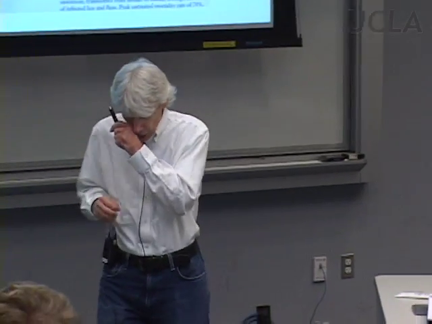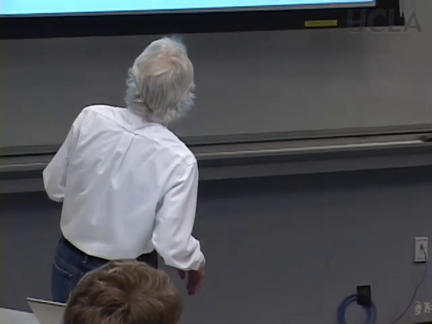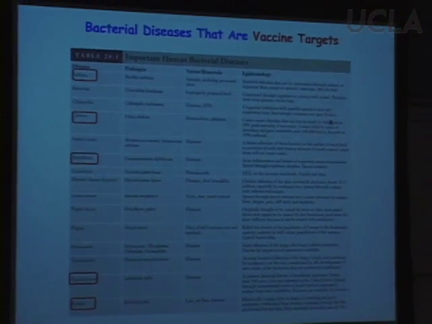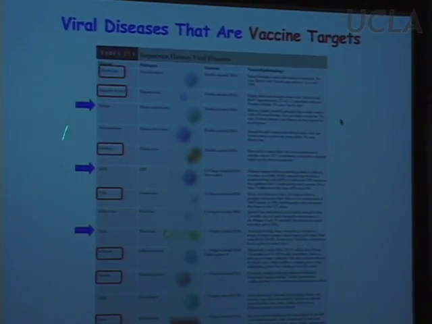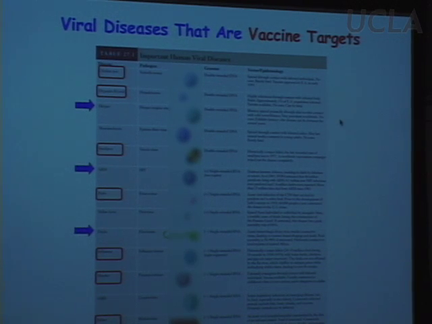But we used to have smallpox vaccinations almost immediately when you were born. But the point here is here's a whole series of bacterial diseases. Here's a whole series of viral diseases, smallpox included. But look at them. Ebola, a variety of different things. Measles, you've been vaccinated against measles. Polio.